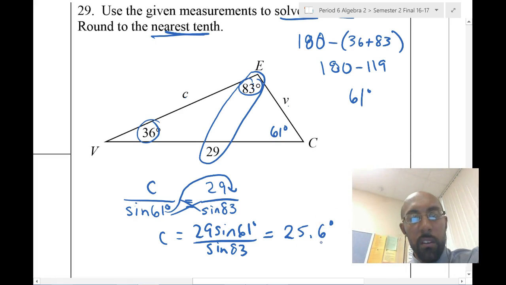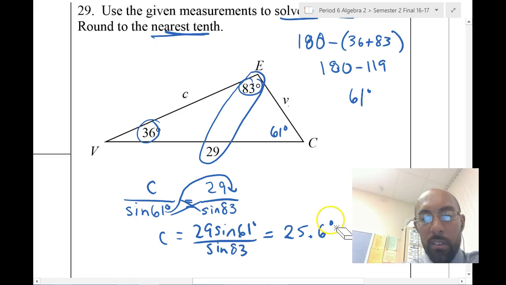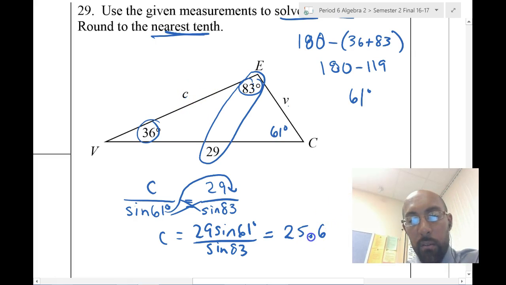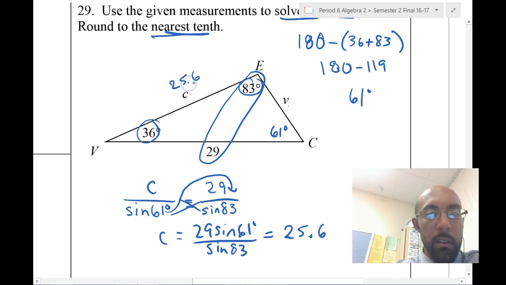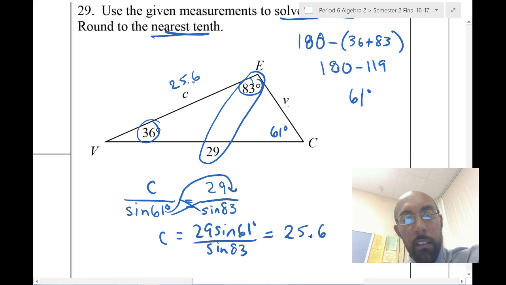Degrees, please put degrees, and don't put the measure like meters, because we're looking for the angle. Oh, I'm so sorry. I just said that out loud, didn't I? We're actually looking for the side. I apologize. So don't put the angle, and there are no units, so just leave this 25.6. All right, and now we want to find the other side, V.